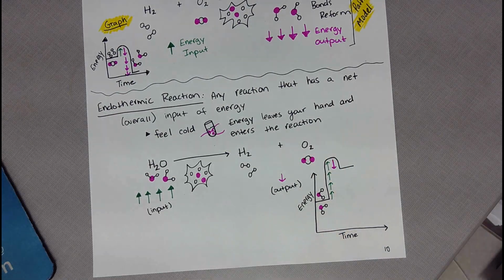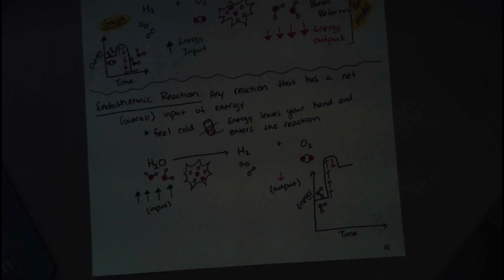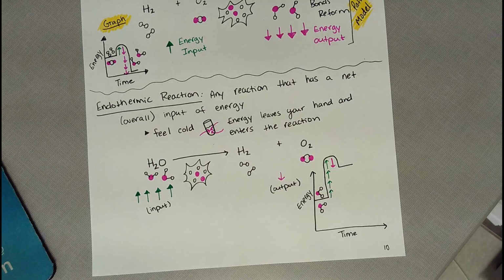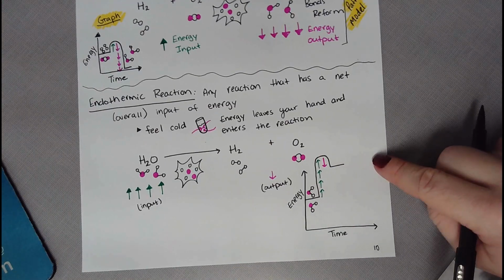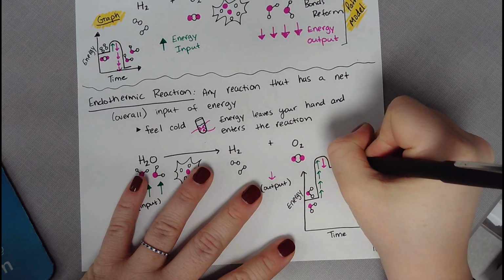Which means my products are going to be fairly high on this graph. My products are going to be clear. Sorry, motion censored lights. Up here off the scale. My hydrogen and my oxygen atoms took a lot of energy to make.